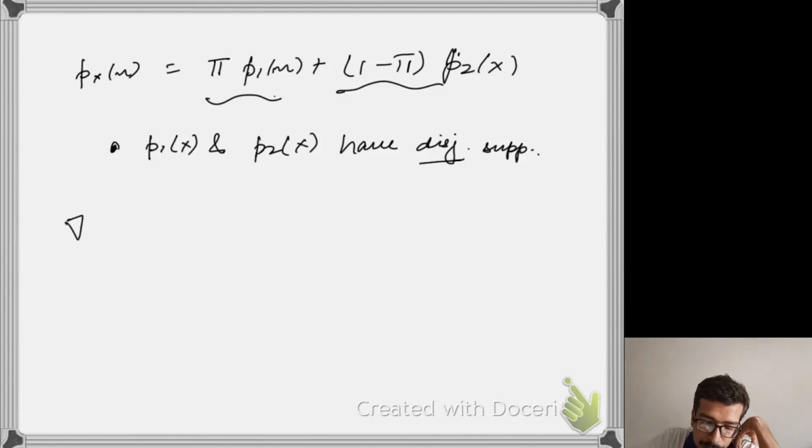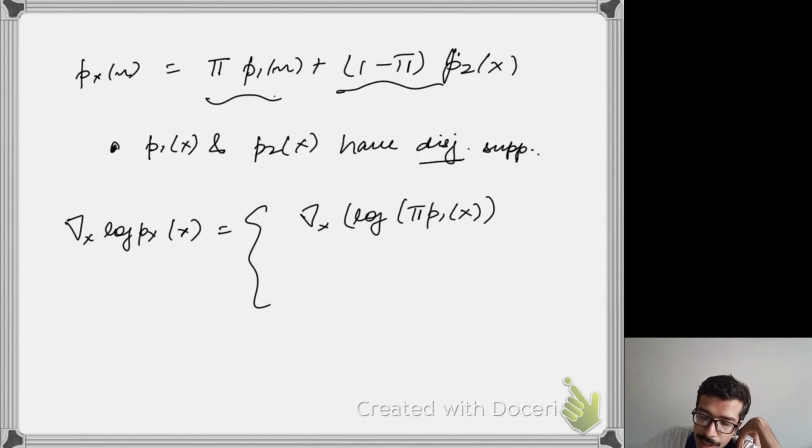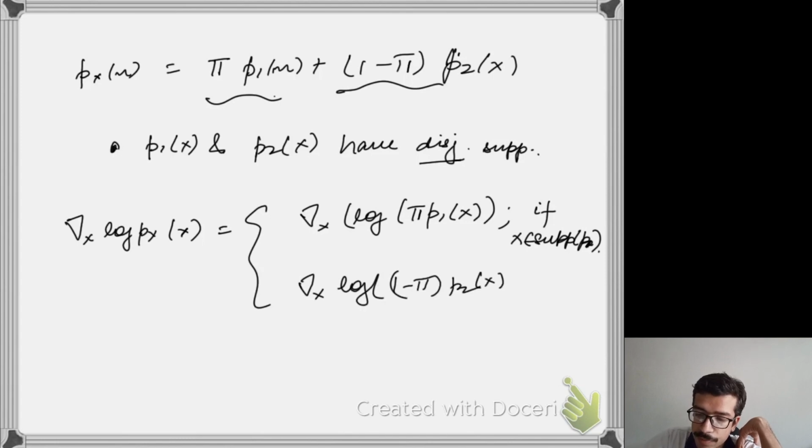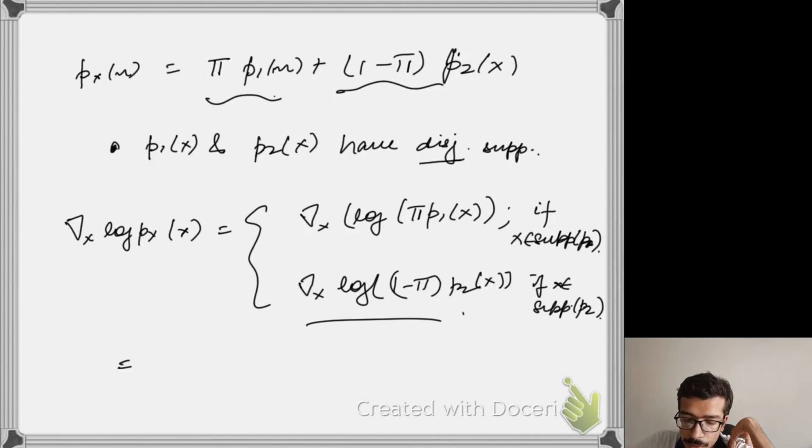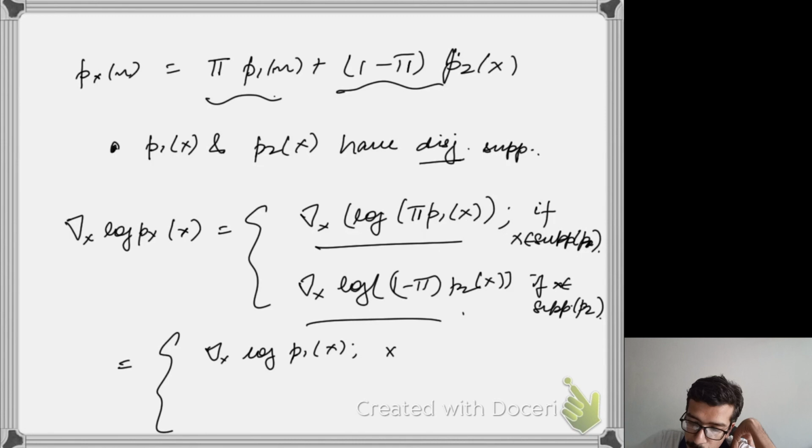Now if I take the gradient with respect to x of log p(x), this is going to be the gradient of log of pi p1(x) if x lies in the support of p1, and the gradient of log of (1 minus pi) p2(x) if x lies in the support of p2. So either of these two. For the first one, what I get is the gradient of log pi plus log p1(x), and since pi is constant, this is just the gradient of log p1(x), for x in the support of p1. In the other place, it will be the gradient of log p2(x).